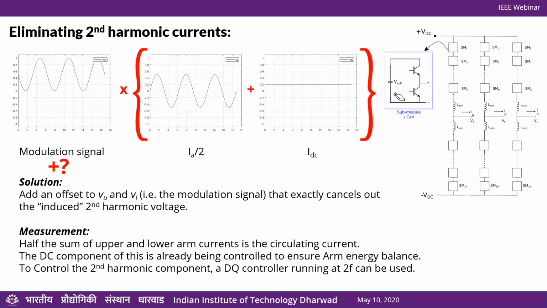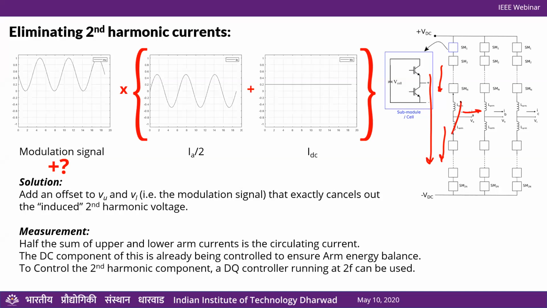So how do we find out? First of all, you take arm current here, you find their average value. That will give you whatever is the DC component that's flowing here, because the differential component is just flowing out on the phase, right? Now, that average component, we have already figured out that the DC component was being controlled to do arm energy balance. So that is already being done.